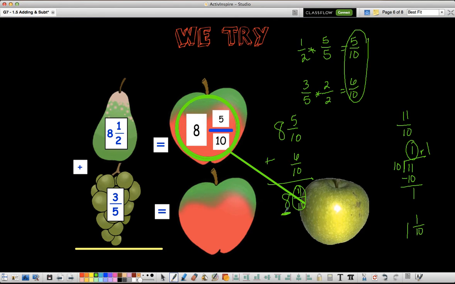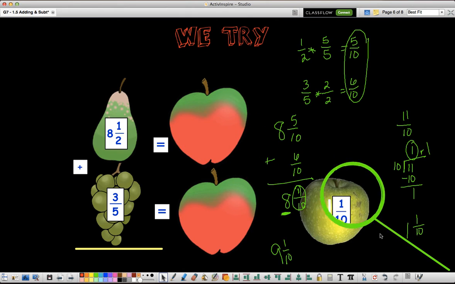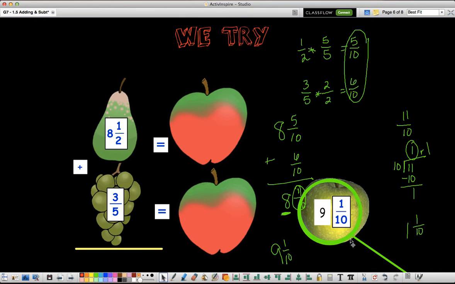But remember, I still have this 8. So this 1 gets added to this 8 because I made another whole group. So now I have 9 whole groups and 1 out of 10 pieces left over. And we can check our answer, and we are correct.